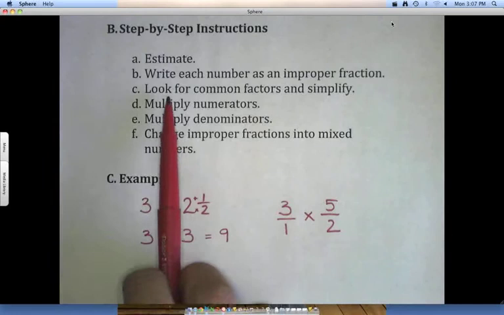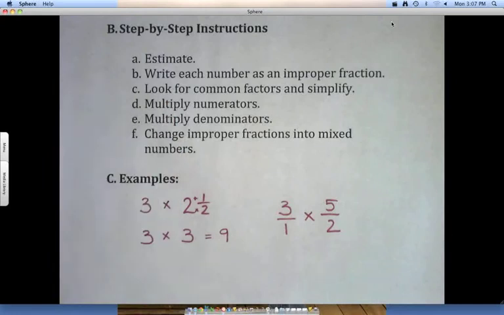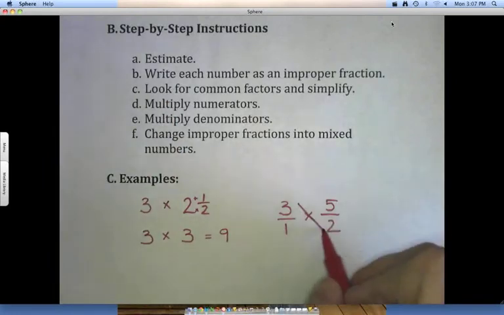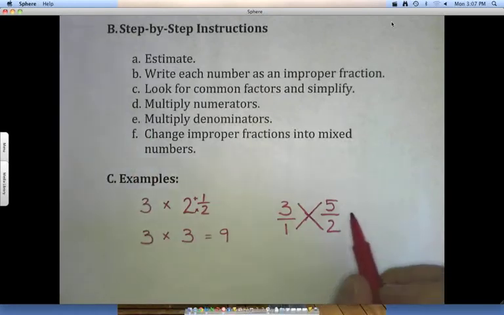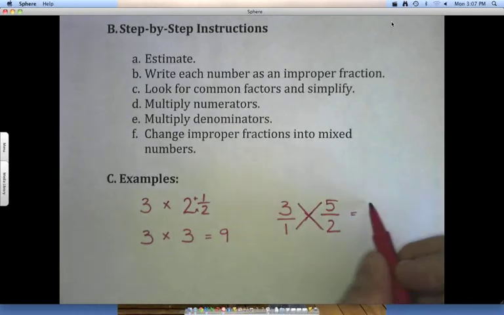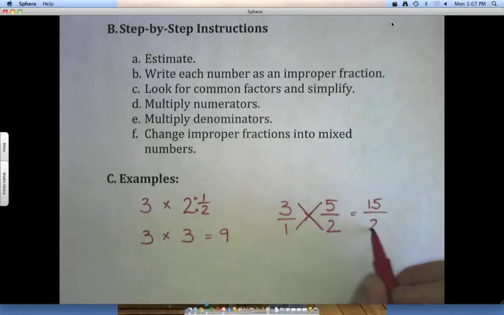Letter C says look for common factors and simplify. In this case, and again I do my little crisscross here, 3 and 2 I don't have a common factor, 1 and 5 I don't have a common factor other than 1. So I now go ahead and follow step D, which says multiply the numerators. So 3 times 5 is 15. Multiply my denominators. 1 times 2 is 2.